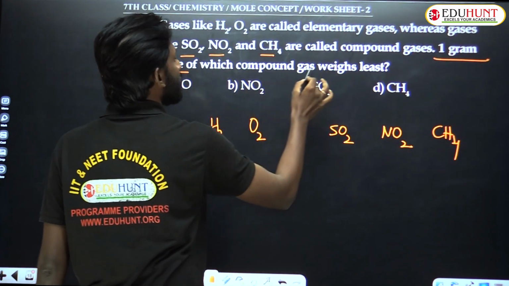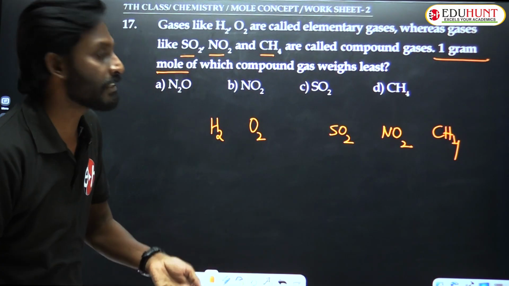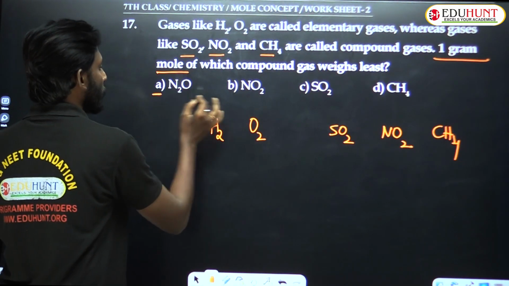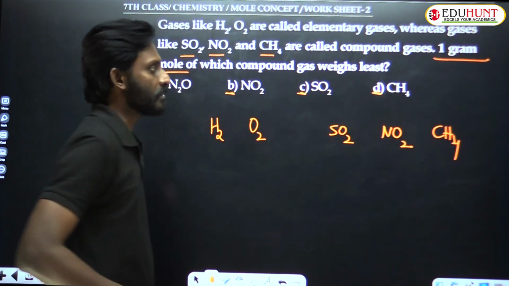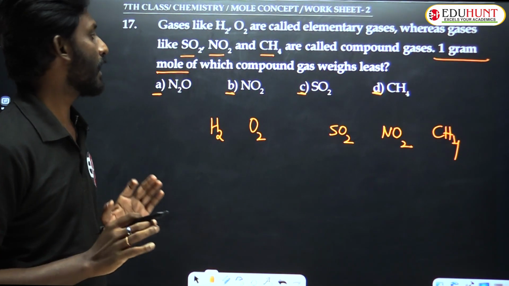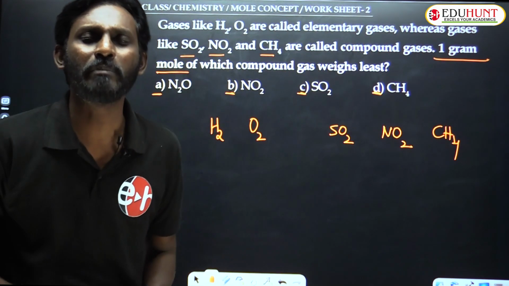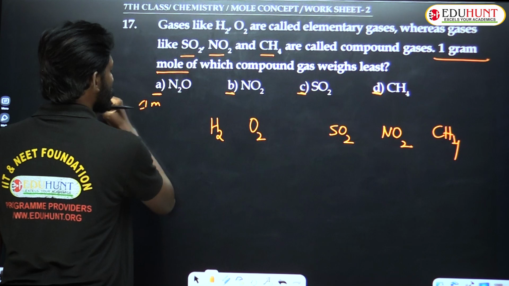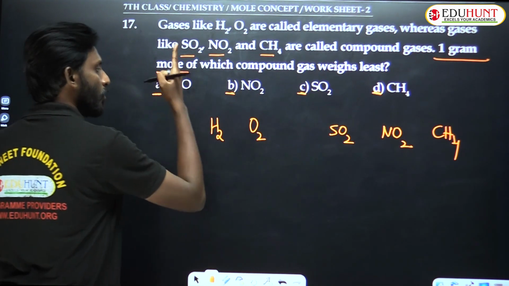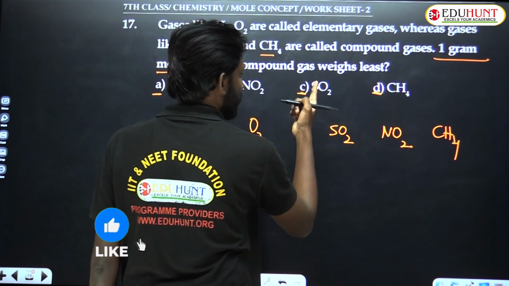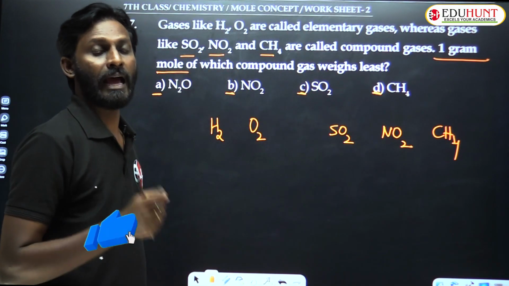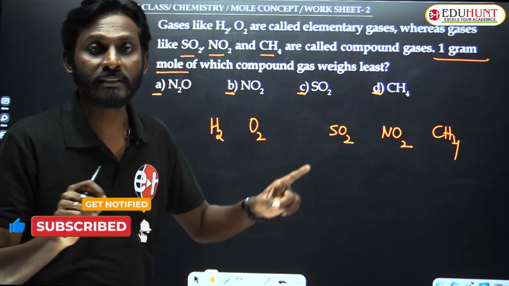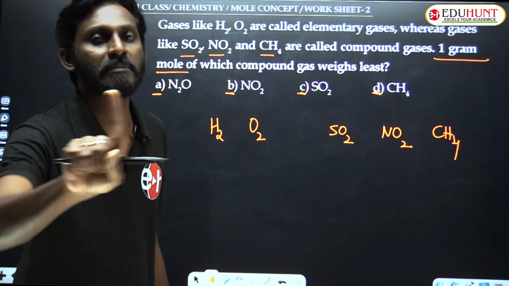Now, 1 gram mole of which compound gas weighs least? You have been given 4 options, and among these 4 options, you have to take 1 gram mole of each. 1 gram mole means 1 mole: 1 mole N2O, 1 mole NO2, 1 mole SO2, 1 mole CH4. All of them 1 mole. Among these 4 options, which gas will have least mass?